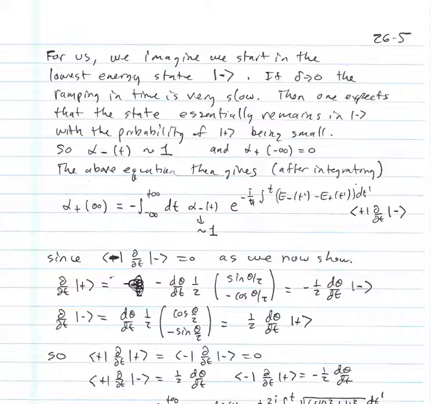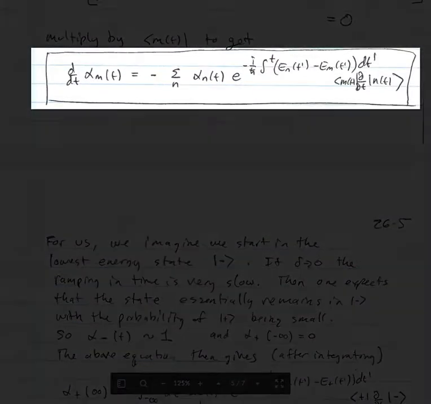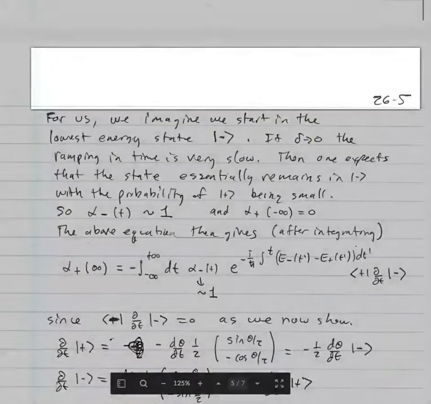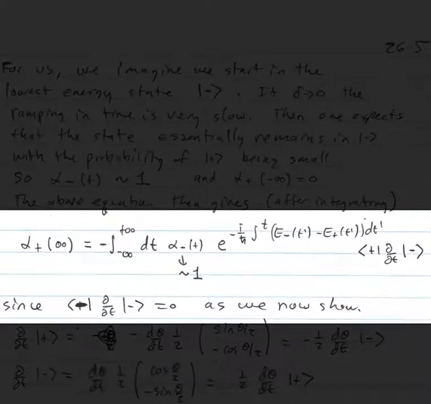Okay, so now what we find is alpha plus of t. After integrating it, we have this differential equation. Let me remind you what that differential equation is. If I integrate that differential equation, what we find is alpha plus of infinity is equal to minus the integral from minus infinity to plus infinity dt of alpha minus of t e to the minus i over ħ integral with respect to t' of (E minus of t' minus E plus of t') dt', times the overlap of plus with the time derivative of minus.